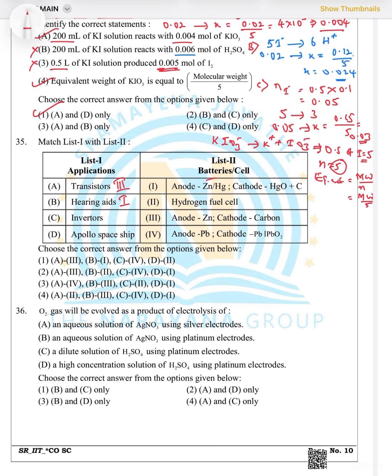Next, inverters. Inverters use electrochemical cells, we discussed that, the lead chamber batteries, right? Anode is lead, cathode is lead oxide. Apollo spaceship uses hydrogen fuel. Fuels are used in rockets and ships. So 3142. 3142, first option is right.